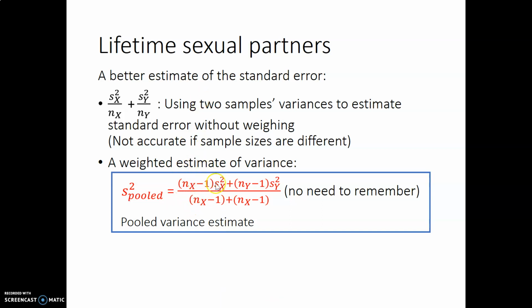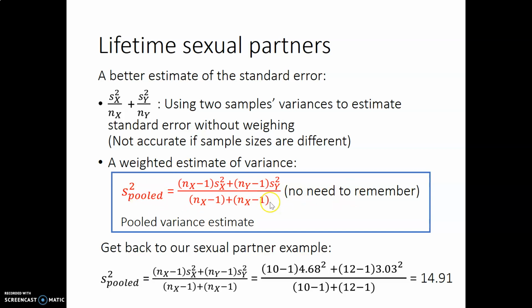So here we have the degrees of freedom for the X group and also the degrees of freedom for the Y group. We can see that we are giving the X group's variance a different weight from the variance for the Y group, and then dividing by the overall degrees of freedom for these two samples. Again, for this equation, you don't need to remember it. I'll give you this equation in the exam.